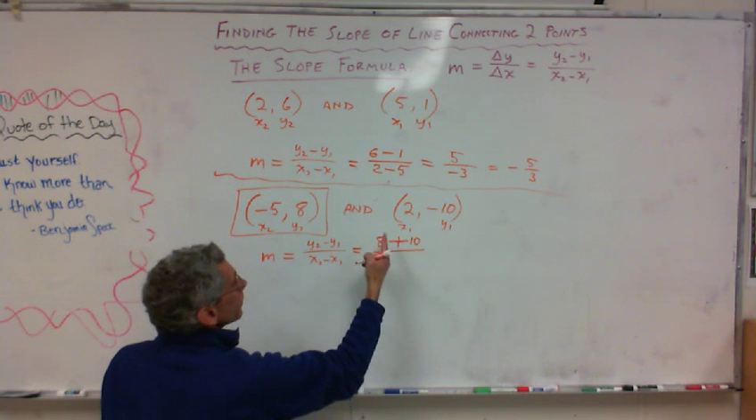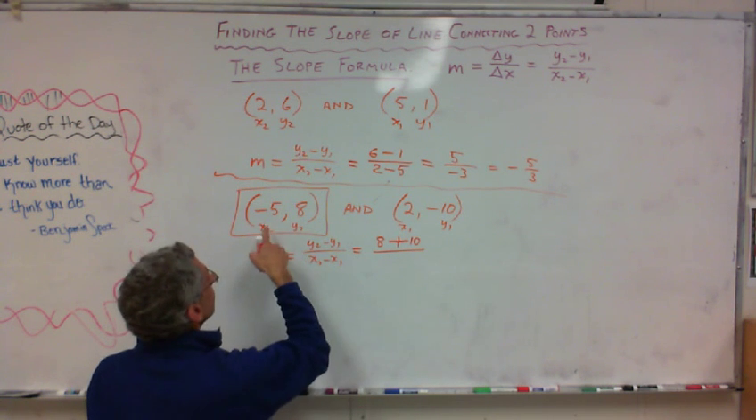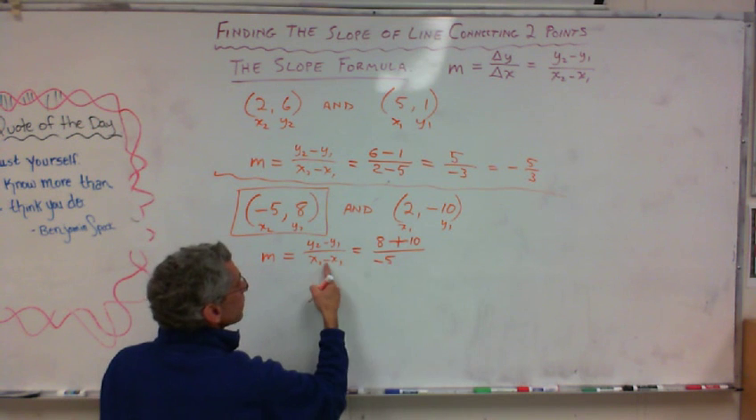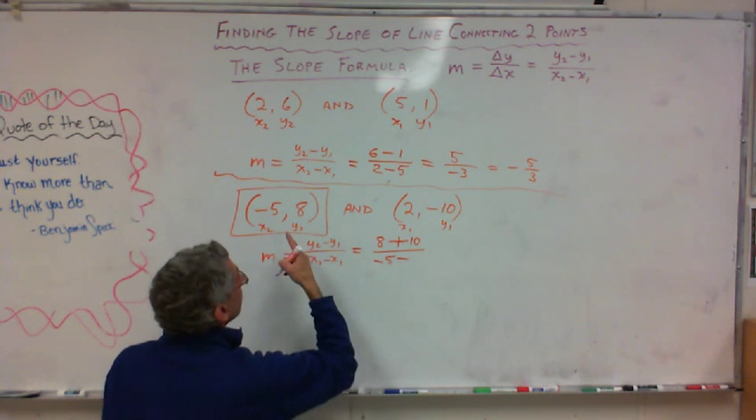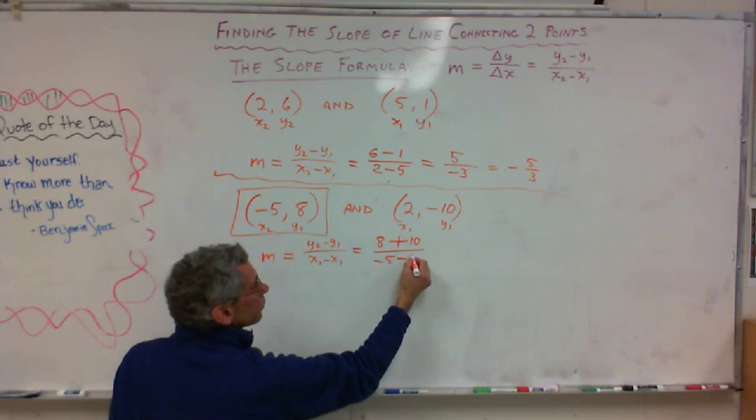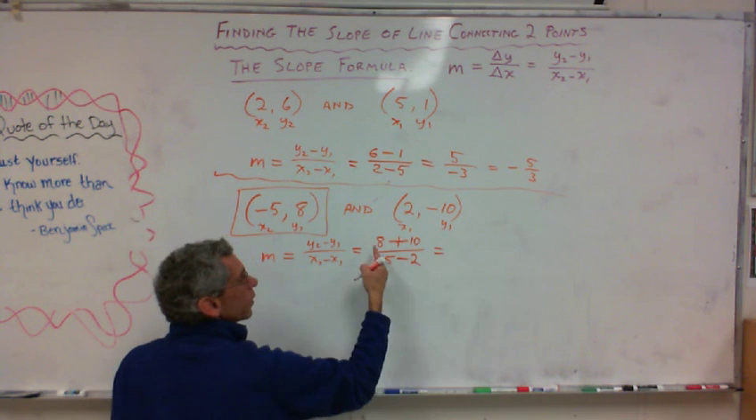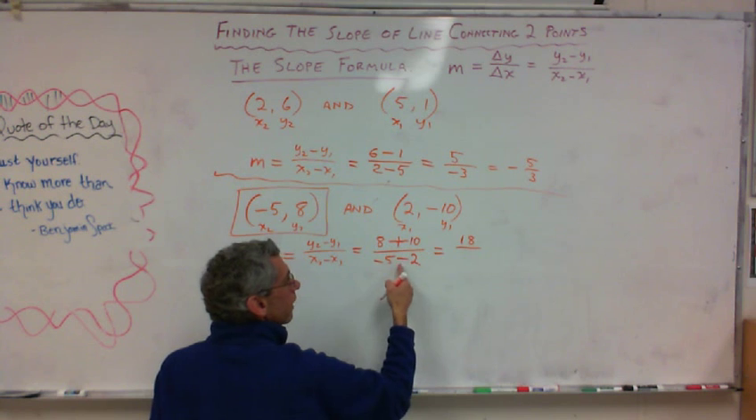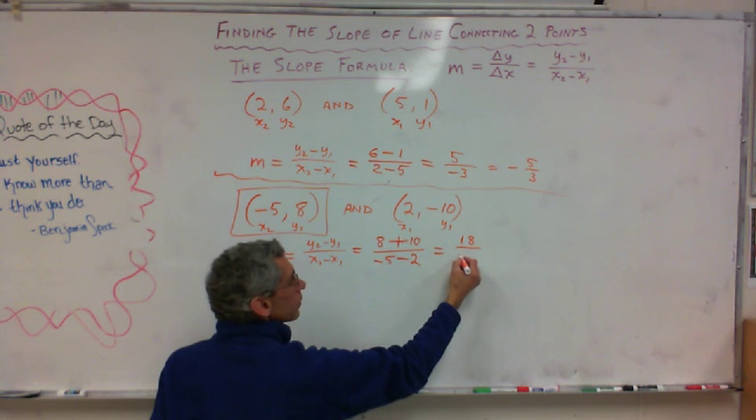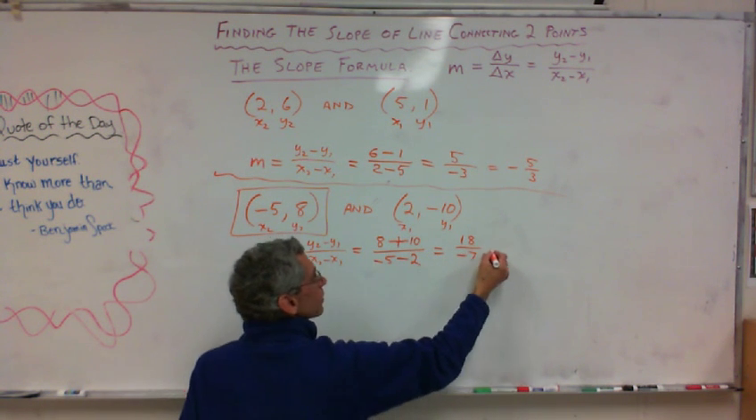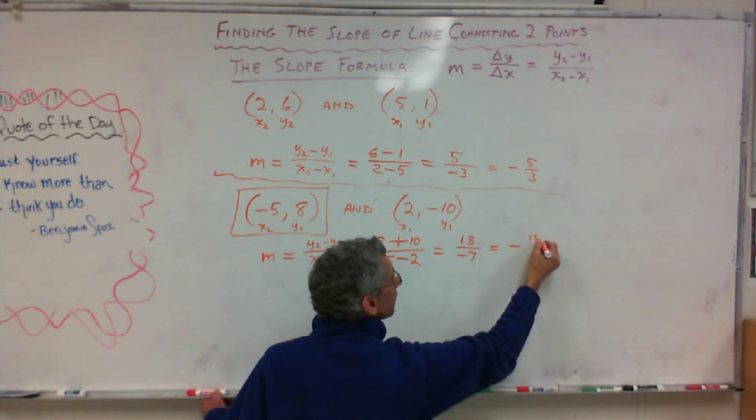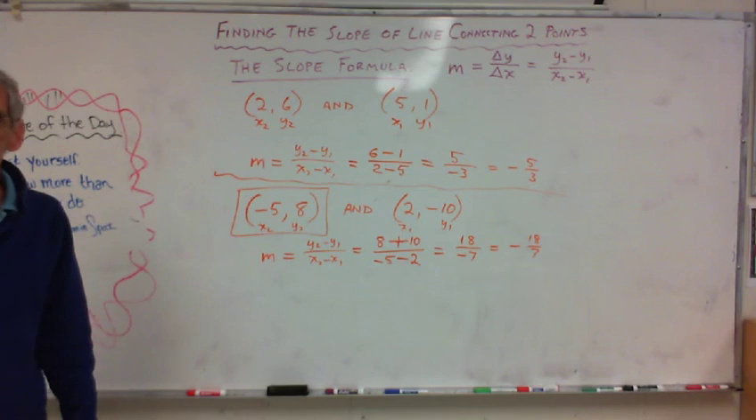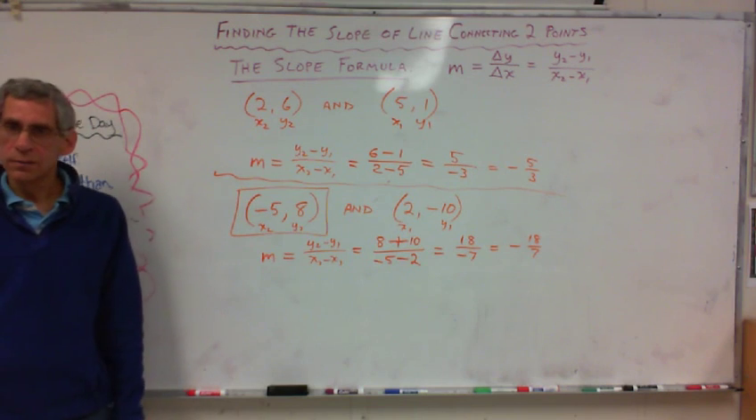All over, now I have x2, negative 5, and then minus, the formula has a minus, and then x1 is a positive 2. All right, so what's my answer? What is 8 plus 10? 18. What is negative 5 minus 2? Negative 7. So my slope is negative 18/7. I can't simplify that anymore as a fraction, right? Does that make sense? It's not hard.